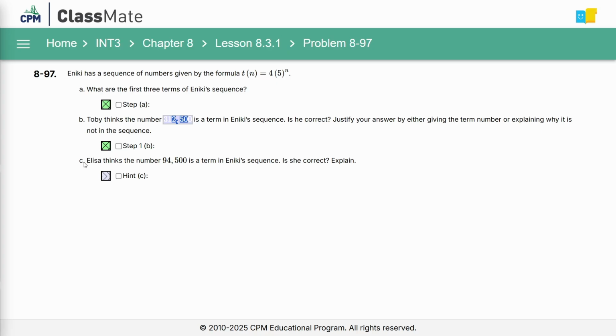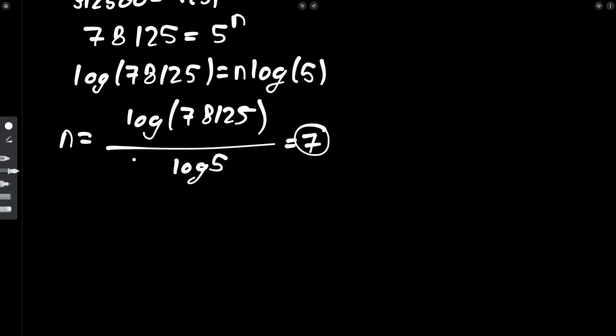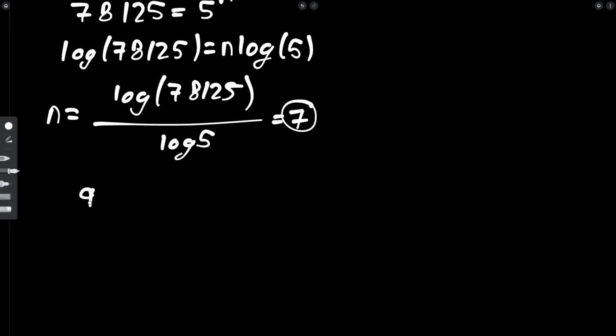Finally, we see in part C that Elsia thinks that the number 94,500 is a term in Aniki's sequence. We can use the exact same method to solve for this. It was 94,500 equals 4 times 5 to the n. We have 94,500 divided by 4. That gives us 23,625 equals 5 to the n.